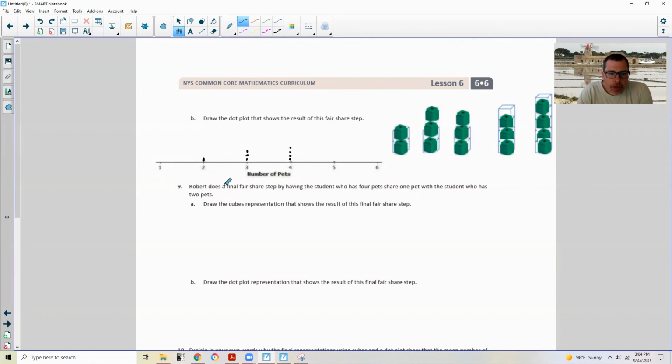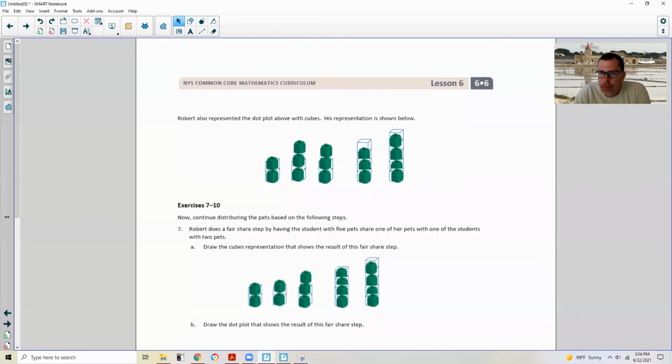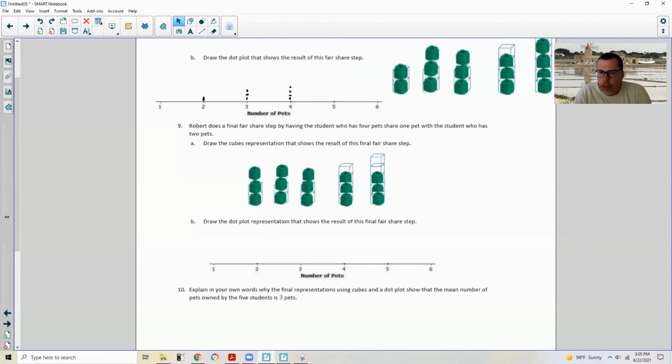Okay, number 9 says Robert does a final fair share step by having the student who has 4 pets share 1 pet with the student who has 2 pets. Draw the cube representation that shows the result of this final fair share step. Okay, so here's what I'm going to do. I'm going to take the 1 from the 4 and I'm going to bring it over to the 3. So now we have 3 3 3 3 3, where it was 5 4 2 2 2. Okay, so there's part A. That's what it would look like drawn.